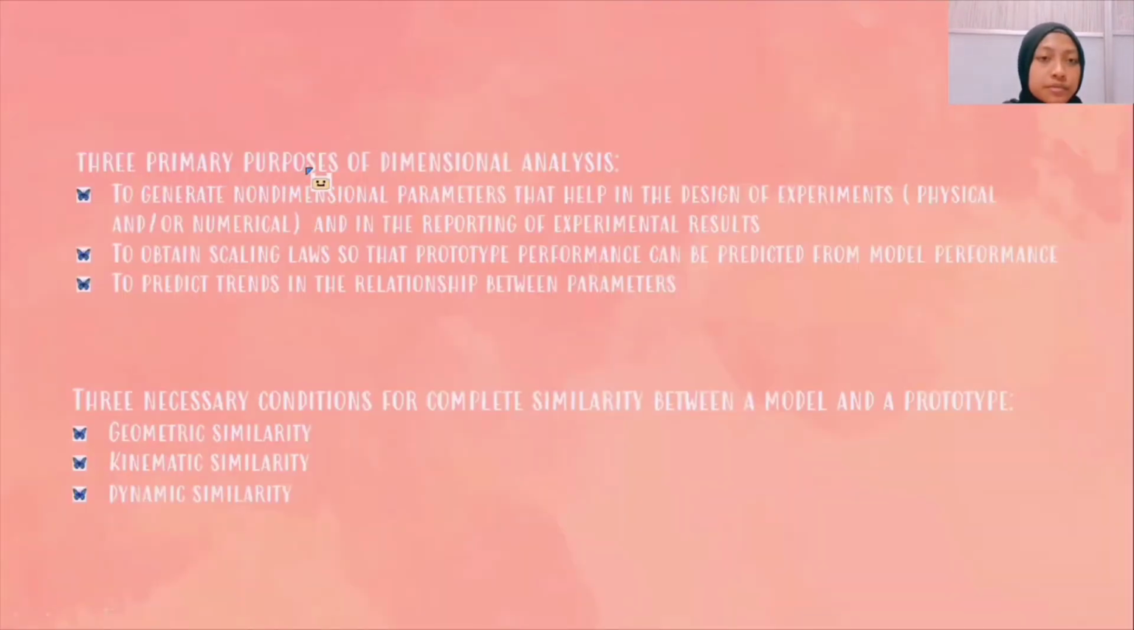There are three primary purposes of dimensional analysis. First is to generate non-dimensional parameters that help in the design of experiments, physical or numerical, and in the reporting of experimental results. Next is to obtain scale laws so that prototype performance can be predicted from model performance. Next is to predict trends in the relationship between parameters. There are three types of similarity: geometric similarity, kinematic similarity, and dynamic similarity.